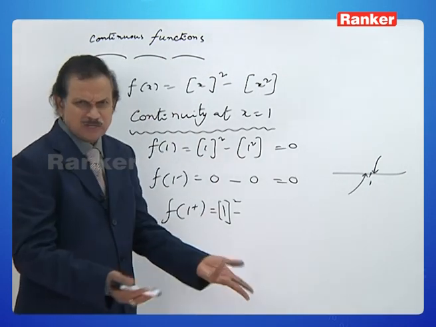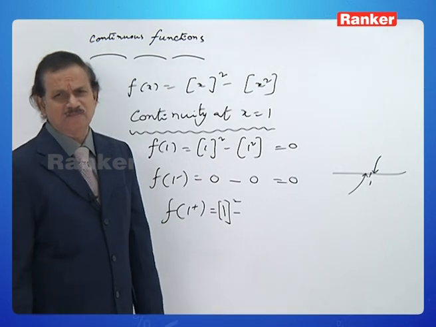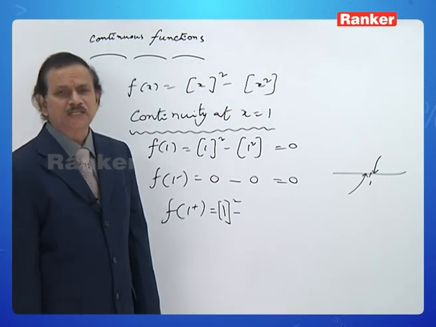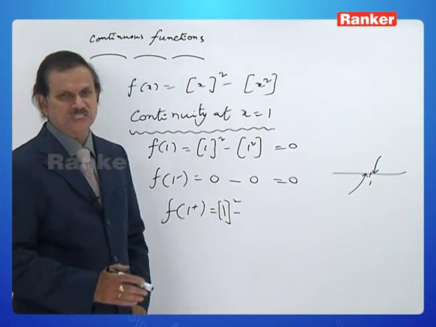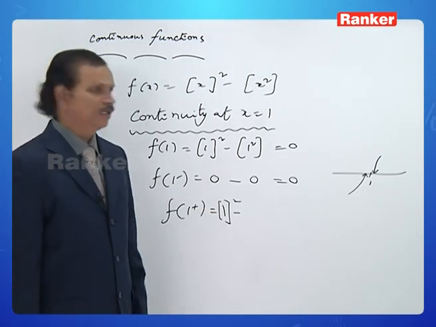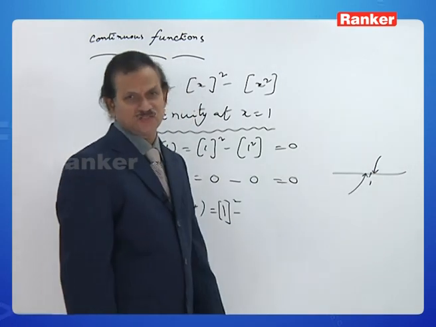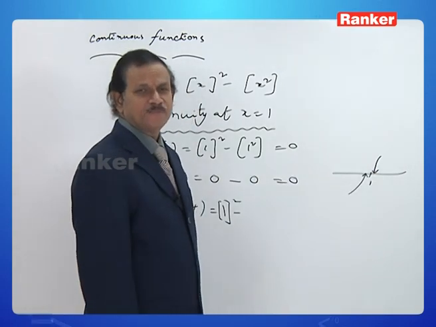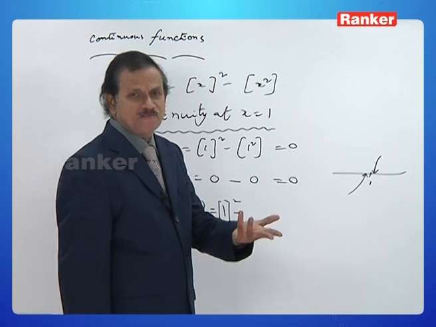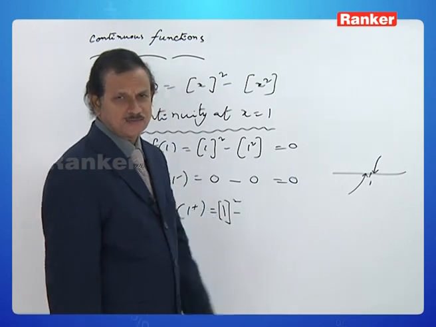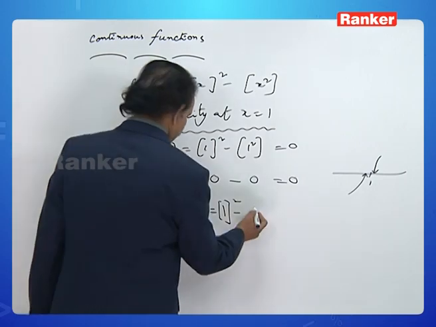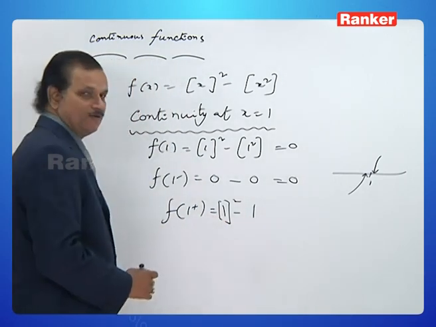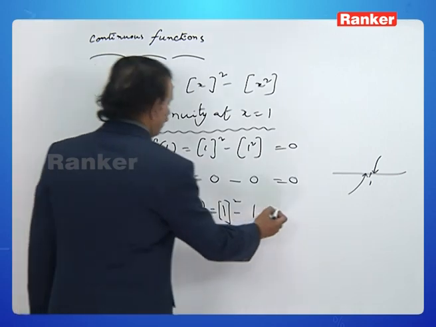What is 1 plus h whole square? It is also in the shape of 1 point something. It cannot go beyond 2, or it may not be nearer to 2. It is just above 1. Therefore, it is also in the shape of 1 point something. Its integral part is again 1. Integral part of 1 is 1. 1 square is 1. 1 minus 1 is 0.